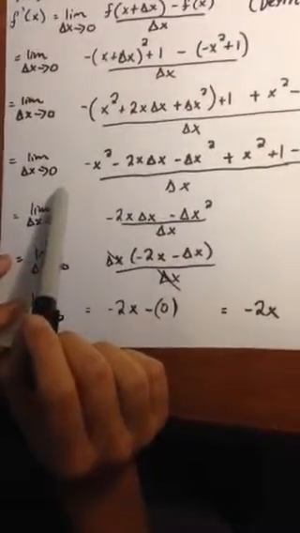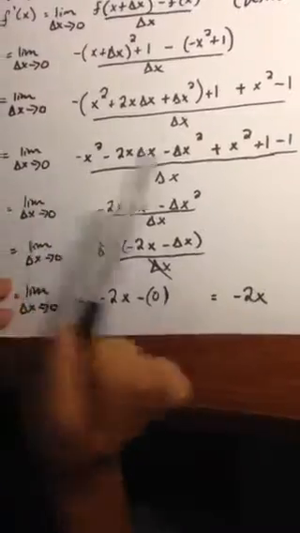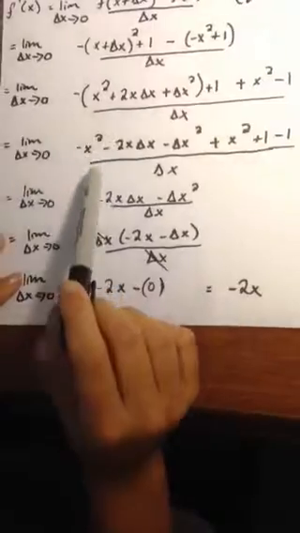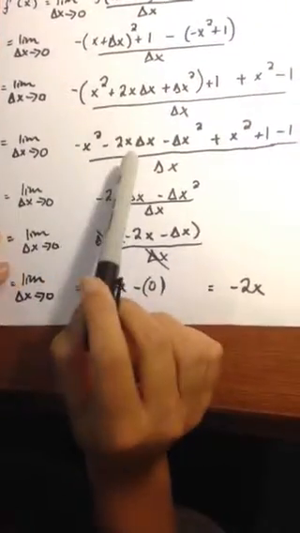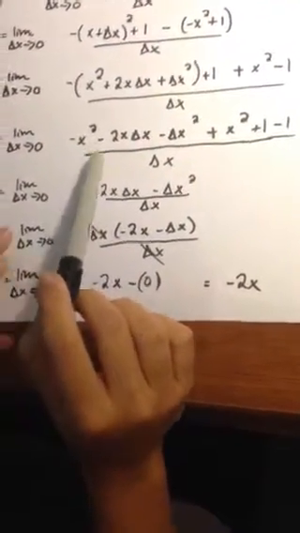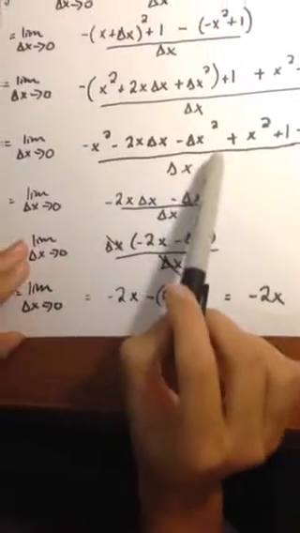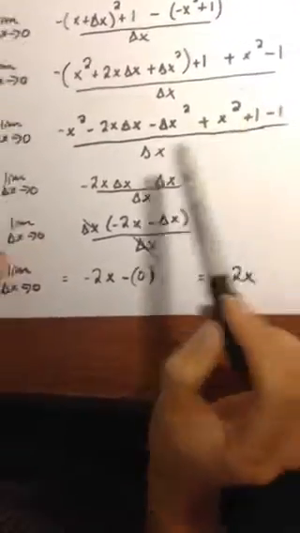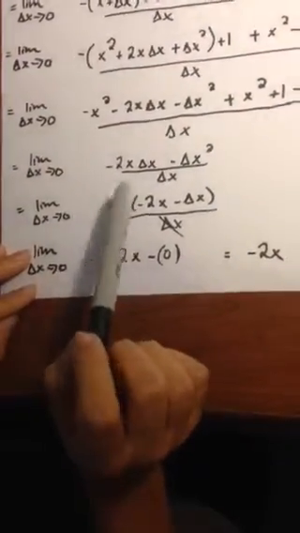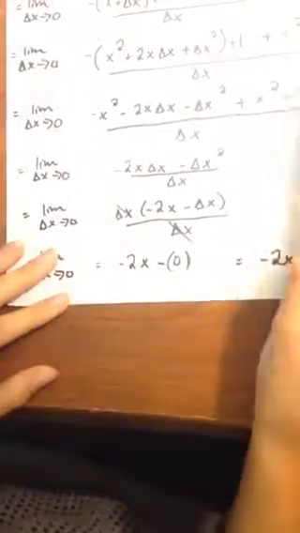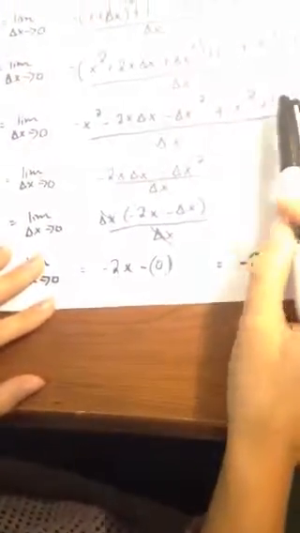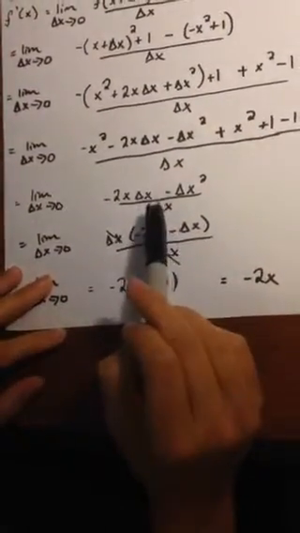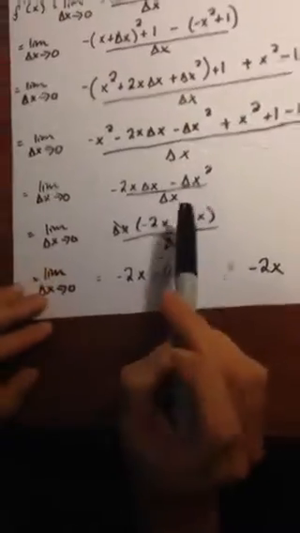And then next thing you do is you can just completely rewrite it without any of the parentheses. I didn't factor out the negative, I just put the negative in. So you got negative x squared minus 2x delta x minus delta x squared plus x squared and plus 1 minus 1. And so the next step is to cancel out the terms. And so up here, the plus 1 minus 1 cancel, makes 0. And then the negative x squared and the plus x squared cancel. So you're left with negative 2x delta x minus delta x squared all over delta x.